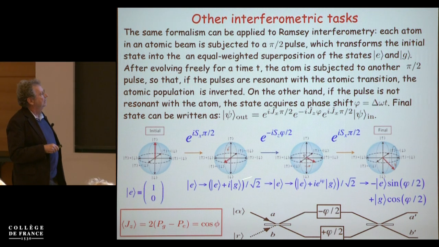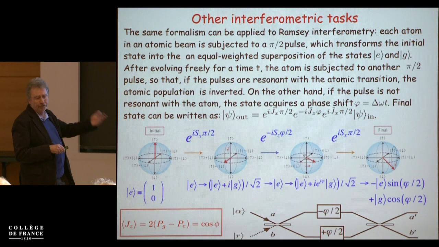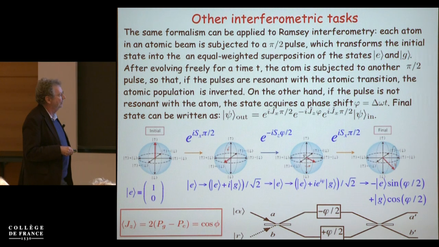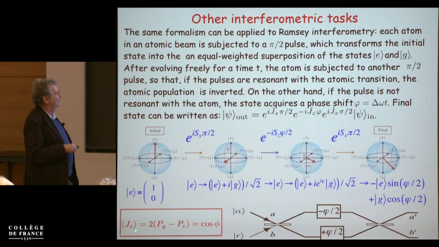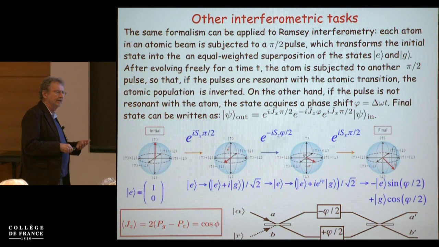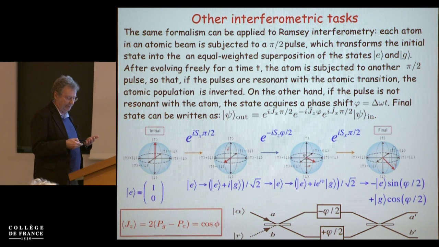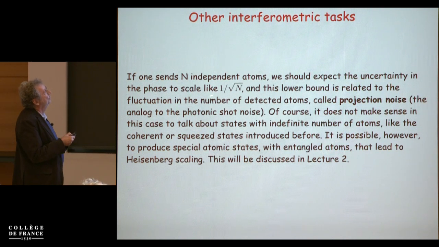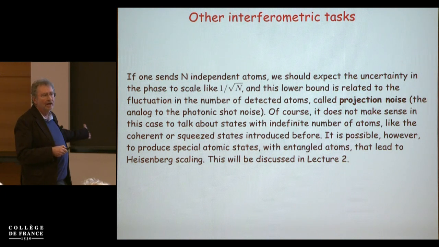And now we calculate the difference in probabilities. We repeat the experiment several times, and we calculate the probability of finding the system in the ground state minus the probability of finding the system in the excited state. We measure that, and that's related to the average of Jz, which is related to cosine phi. Okay? So you see, it's the same kind of technique, and from that, of course, we can calculate the uncertainty, and it should not be surprising that for this procedure, we should expect the uncertainty in the phase to scale like 1 over square root of n, where n is the number of atoms that you send through the Ramsey interferometer.